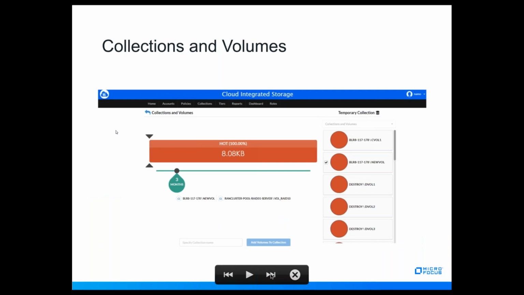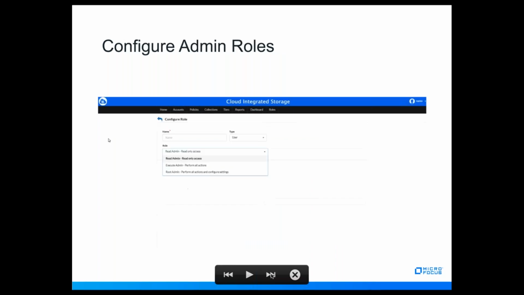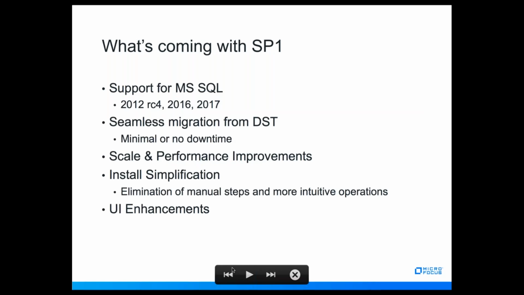So we've talked about the collection and the granular volume level information that you can get from the CAS management console. And with the configuration settings, you'll have different options there. We've talked about the role-based access control, the read admin and execute admin, as well as the root admin. Okay, so that's about the overall OES CAS capabilities.